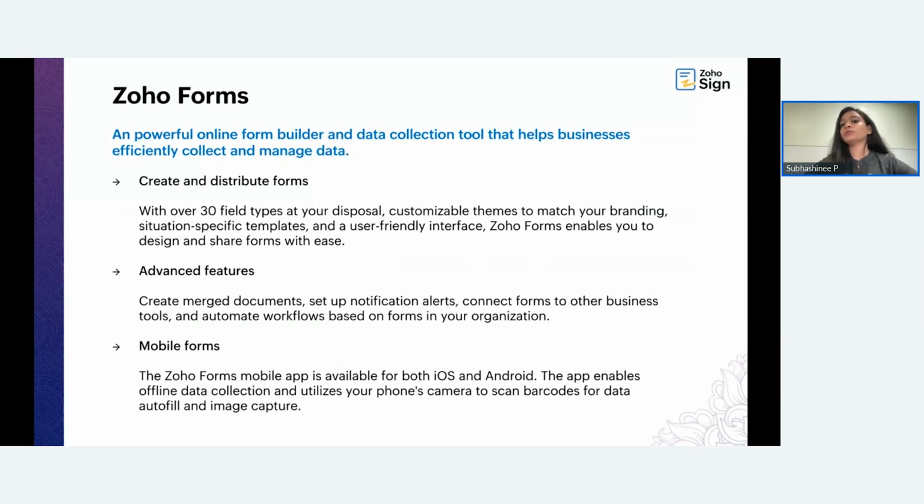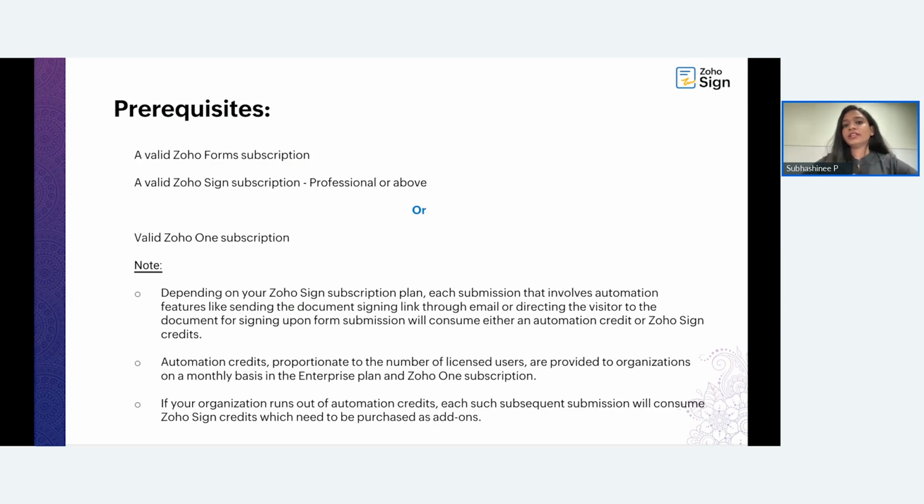And with the Zoho Forms mobile app, you can collect data on the go. Available for both iOS and Android, the app allows you to collect data even when you're offline. It also allows you to use your phone's camera to effortlessly scan barcodes for data autofill and directly add images to your forms. Now, let's quickly go over the prerequisites for integrating Zoho Sign and Zoho Forms.